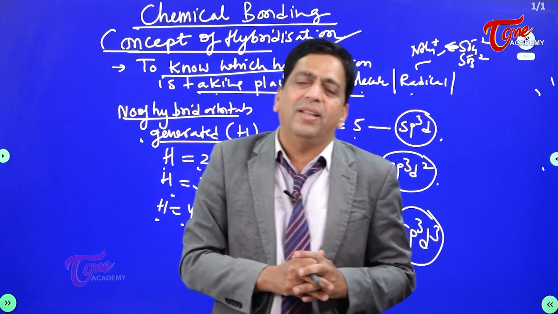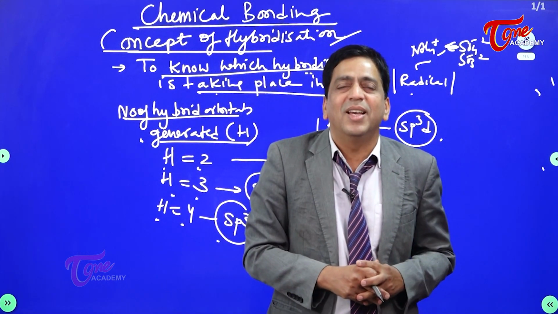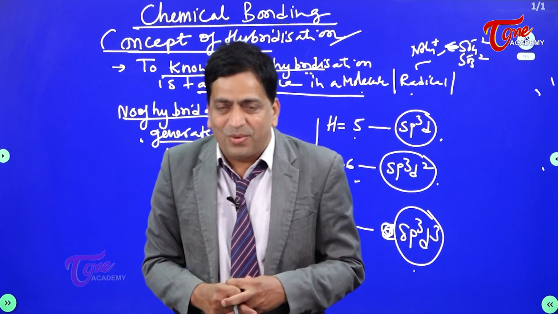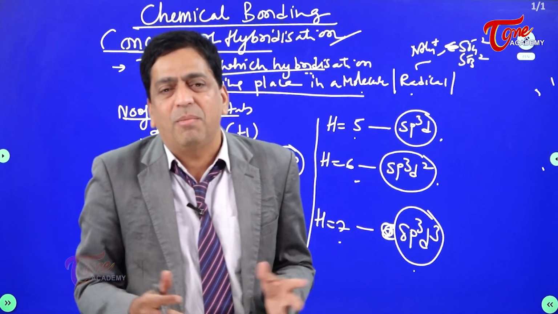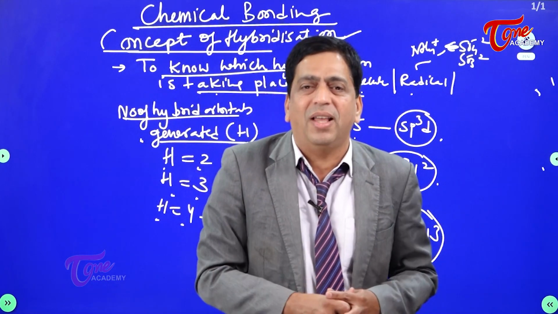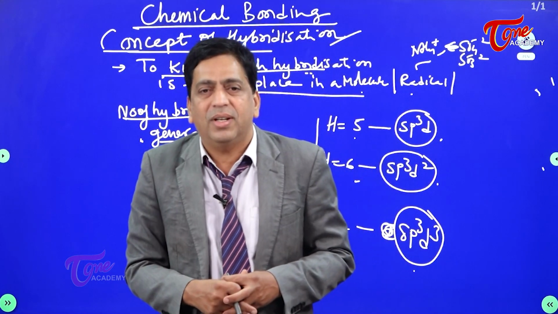Now, the obvious question arises: is there any way out to find the number of hybrid orbitals? Do you have any formula for that? Yes, I do have a formula for that.